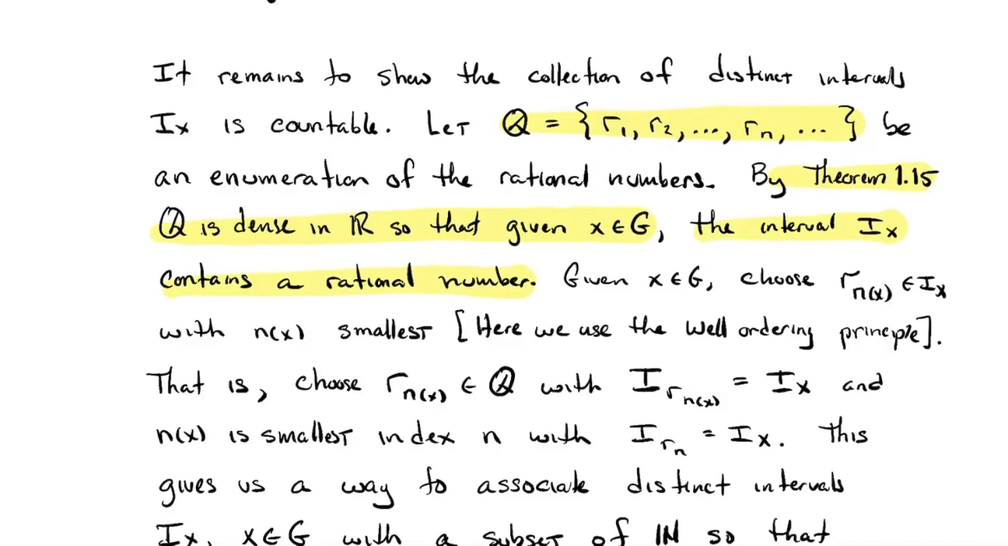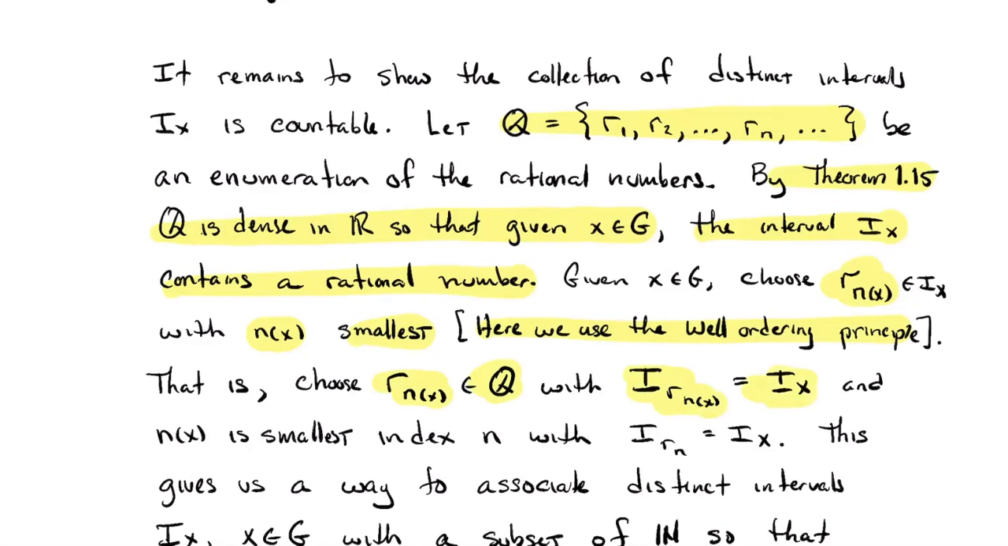So of all the rational numbers that are in I sub x, I can pick one. I'm going to call it r sub n of x because the index depends on x. And then n of x is the smallest. So I'm using the Well-Ordering Principle on the subset of the natural numbers such that r sub that natural number belongs to I sub x. It's non-empty. There has to be a smallest one. So pick it. So I'm choosing r sub n of x. It's a rational number, and it's in that interval.